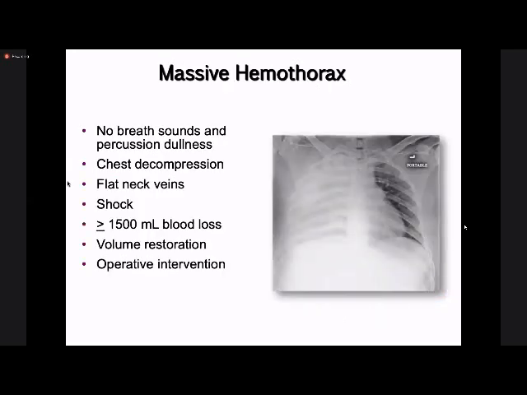Then the fourth condition that we are discussing is a massive hemothorax. Here there has been bleeding with a collection of a large volume of blood in the ipsilateral hemithorax. So the patient will present with features of both hypoxia and hypovolemia due to the blood loss.